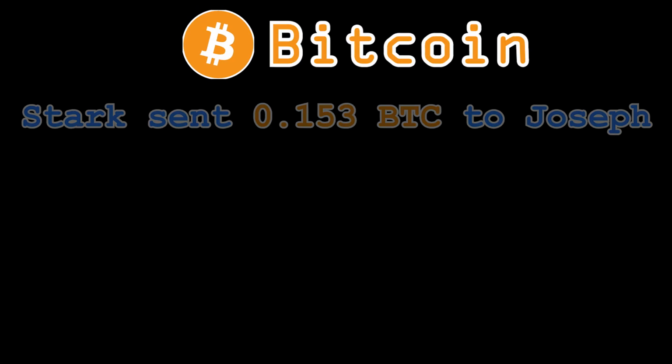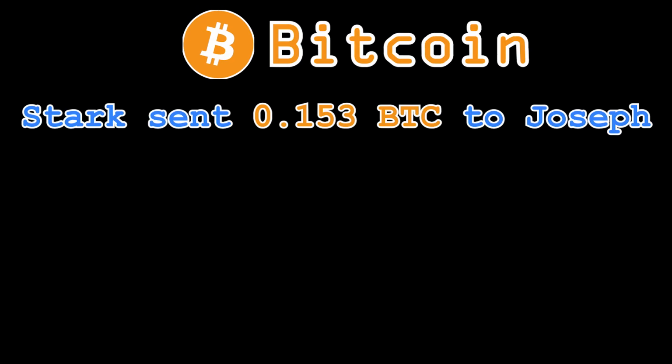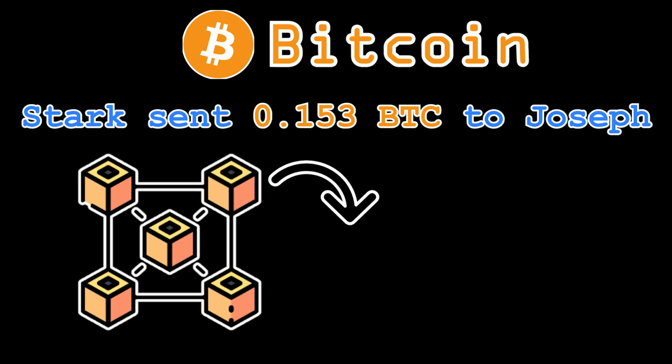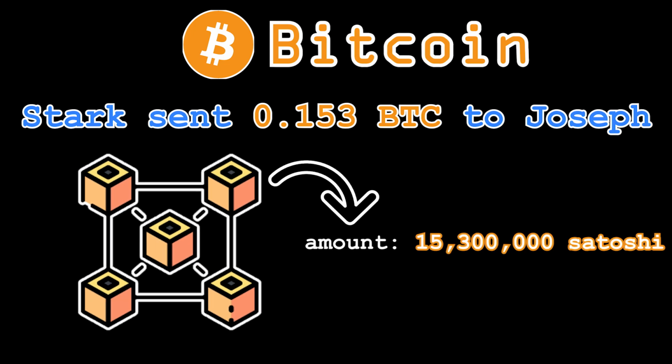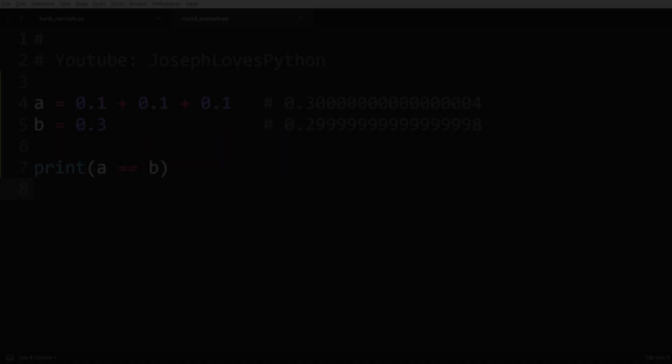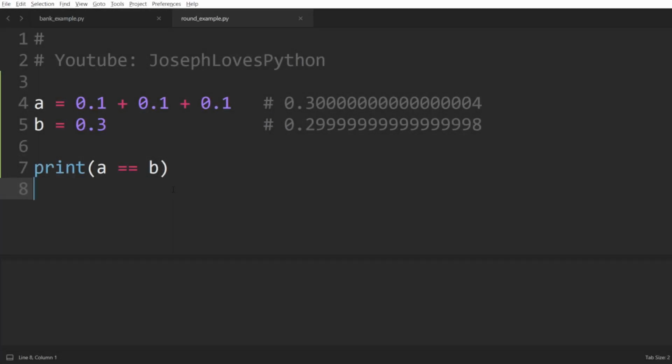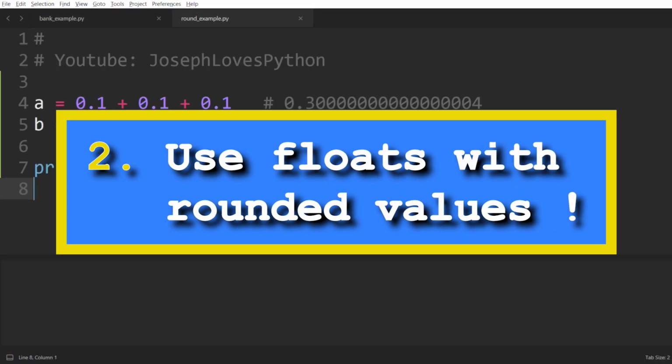Whenever you perform a Bitcoin transaction, the actual information within the blockchain will store the amount of Bitcoin in a unit called Satoshi, which is the smallest unit of Bitcoin currently supported. The second solution, if you cannot convert your data to integers, is to keep on using floats but rounding your values to a certain level of precision.